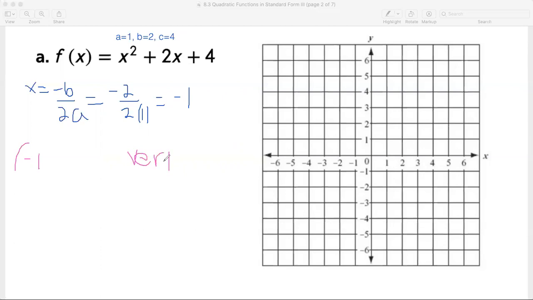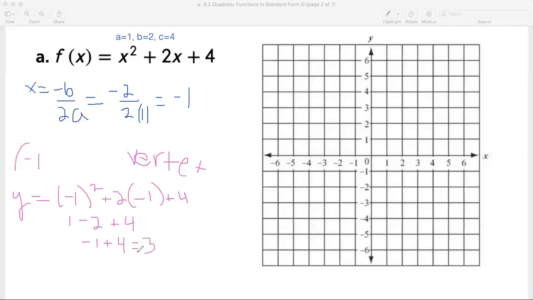All right. So we're going to plug negative 1 in. So y equals negative 1 squared plus 2 times negative 1 plus 4. So that gives me 1 minus 2 plus 4. Then that'll give me a negative 1 plus 4, which leaves me with a positive 3. So my vertex is at negative 1 comma 3.